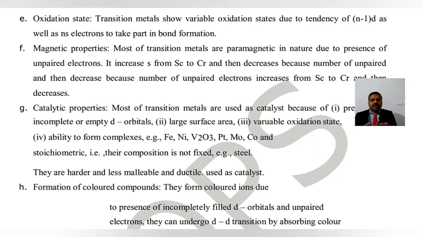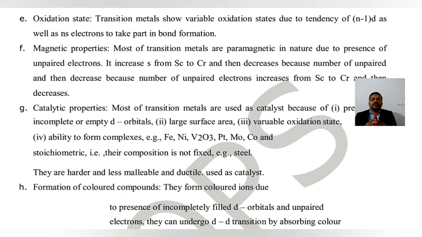The next property is magnetic properties. Most of the transition metals are paramagnetic in nature due to the presence of unpaired electrons. For example, in scandium the outermost electronic configuration is 4s2 3d1, that means there is one unpaired electron. In titanium, it is 4s2 3d2, so there are two unpaired electrons in the d orbital. With respect to Hund's rule, in vanadium it is 4s2 3d3, that means three unpaired electrons in the 3d orbital.